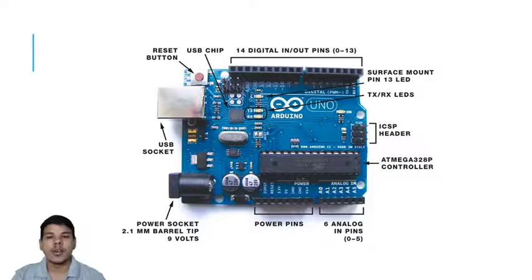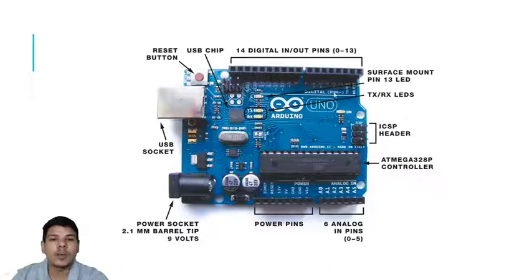So after the Arduino introduction, we will learn about Arduino pins. We categorize Arduino pins into four sections: digital, input/output, analog input, and power pins. In the upper layer of the Arduino, we have 14 digital pins from 0 to 13, and we have two external pins for transmitter and receiver, which are 0 and 1.